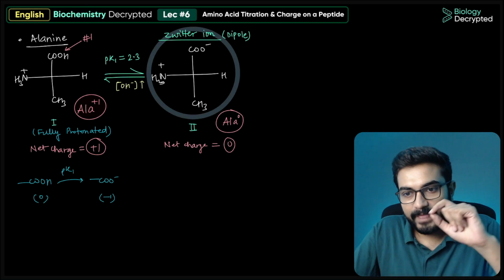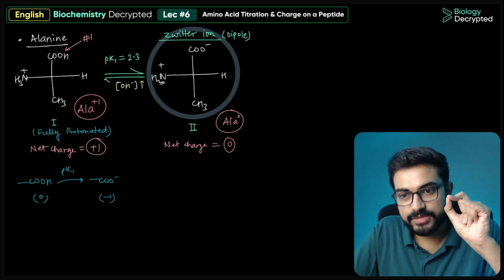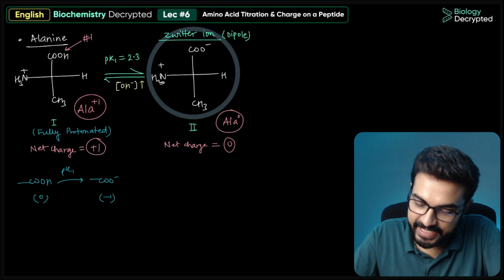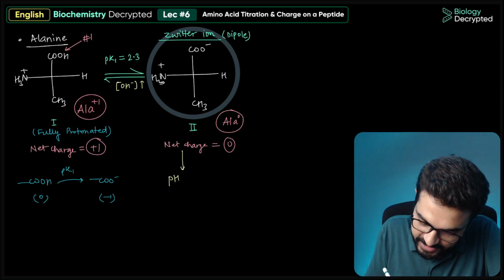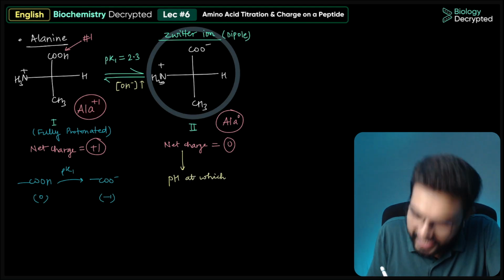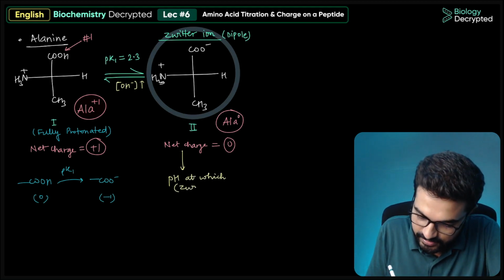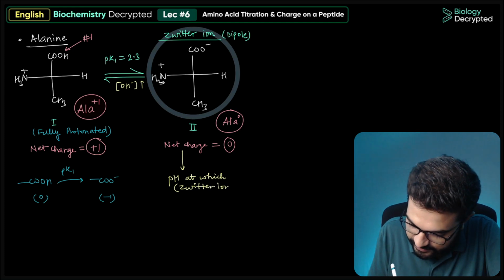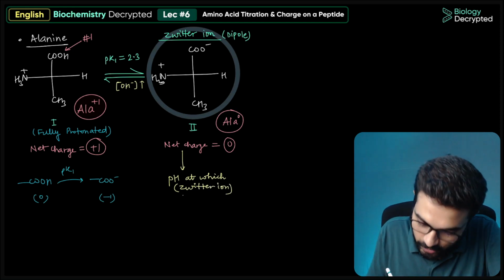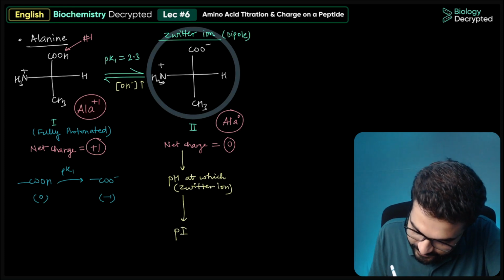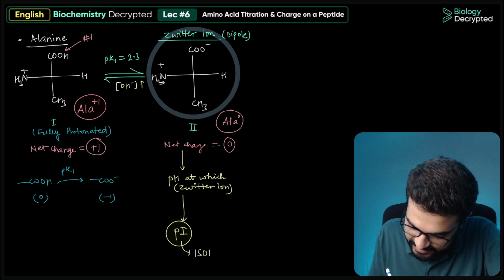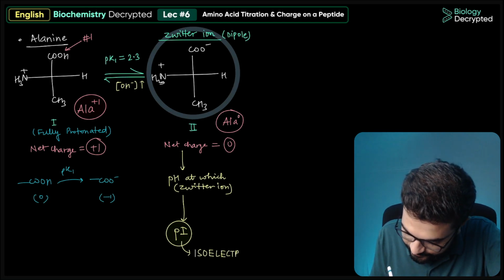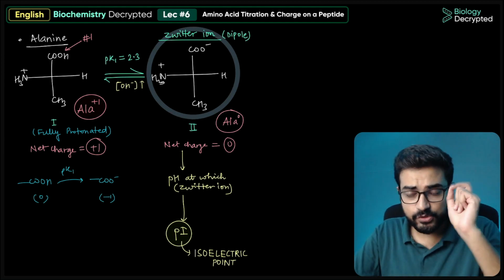Now what we can say is that the pH at which this Zwitter ion exists is a special value of pH, called the PI. And this PI is very important, as this is the isoelectric point. And why is it called the isoelectric point?